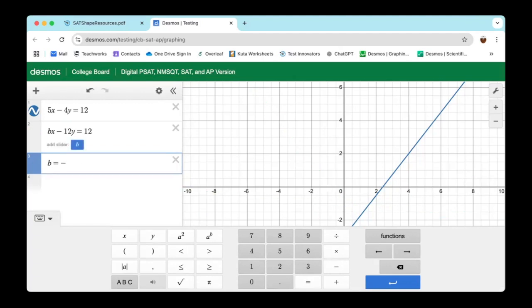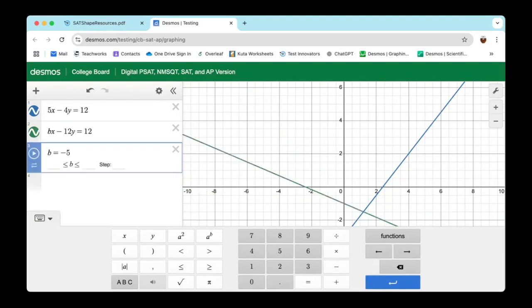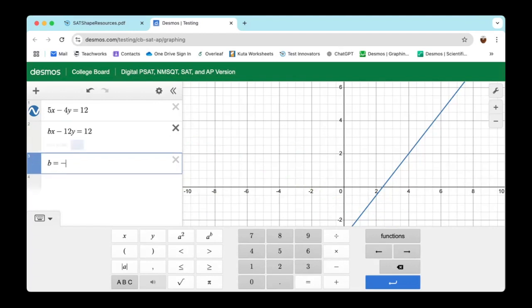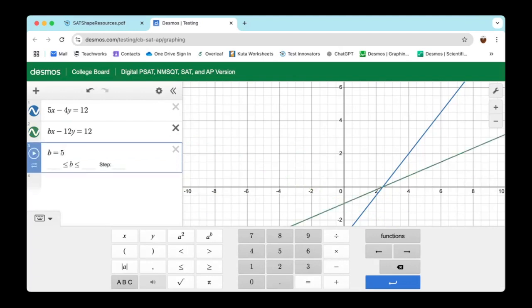And then I go -5. That's not the answer because there's an intersection. Then I go 5. That's not the answer because there's an intersection. So then clearly the answer must be the last one. But we can see when I type in 15, that's the one that gives me parallel lines.